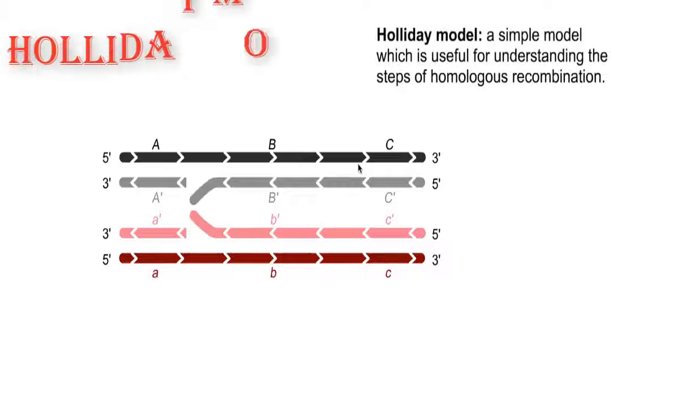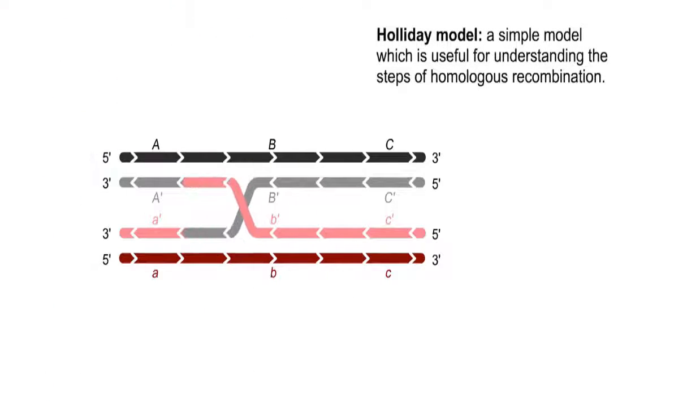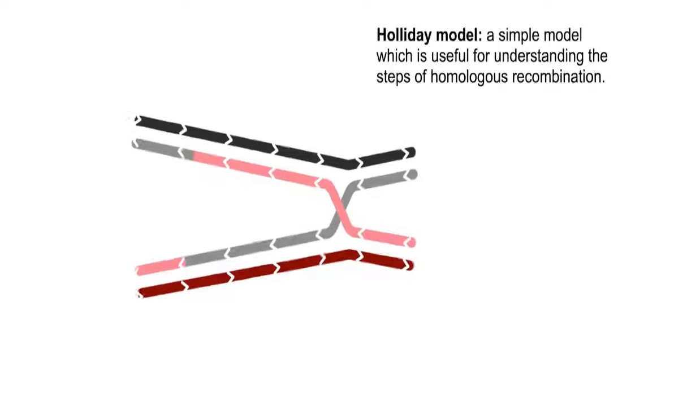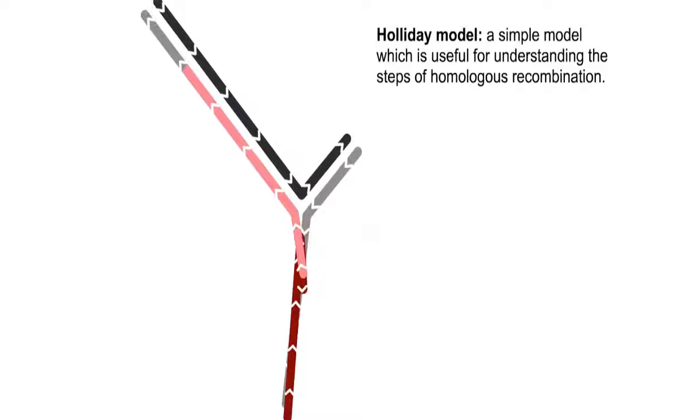This is a simple model for homologous recombination. While it is now clear that most recombination events involve synthesis of new DNA, a feature absent from this model, the Holliday model is still useful for understanding recombination.